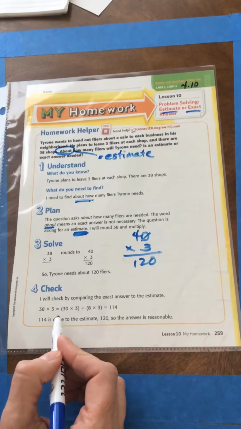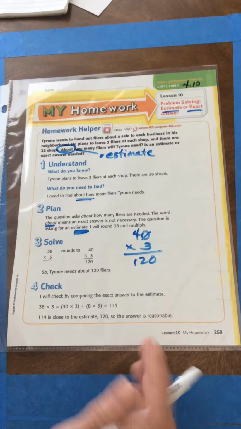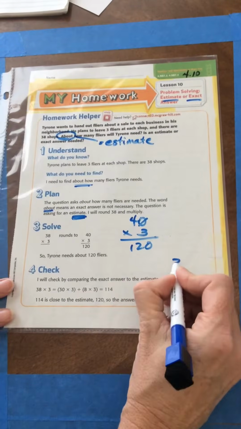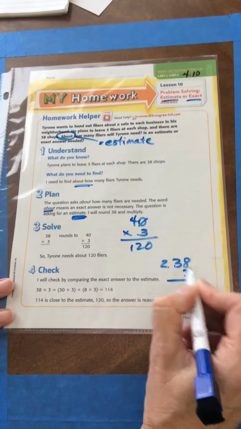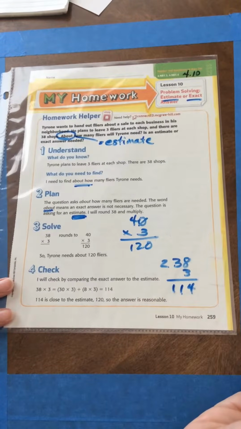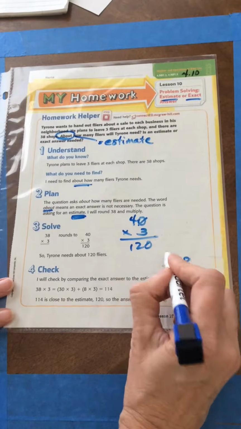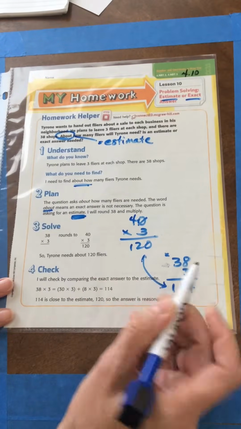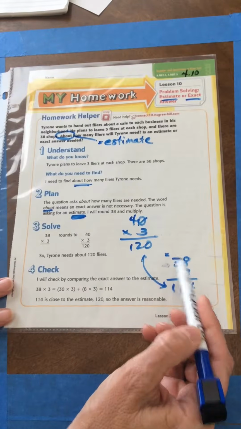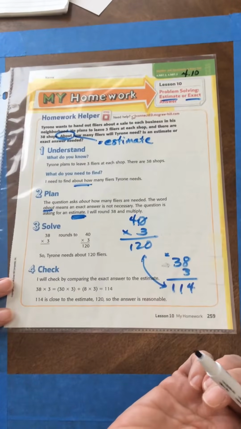You can check by comparing the exact answer to the estimate, and if you take the exact answer, we get 114. So we know we are very close. So he's going to have more than enough. He'll have 6 extra flyers, okay?